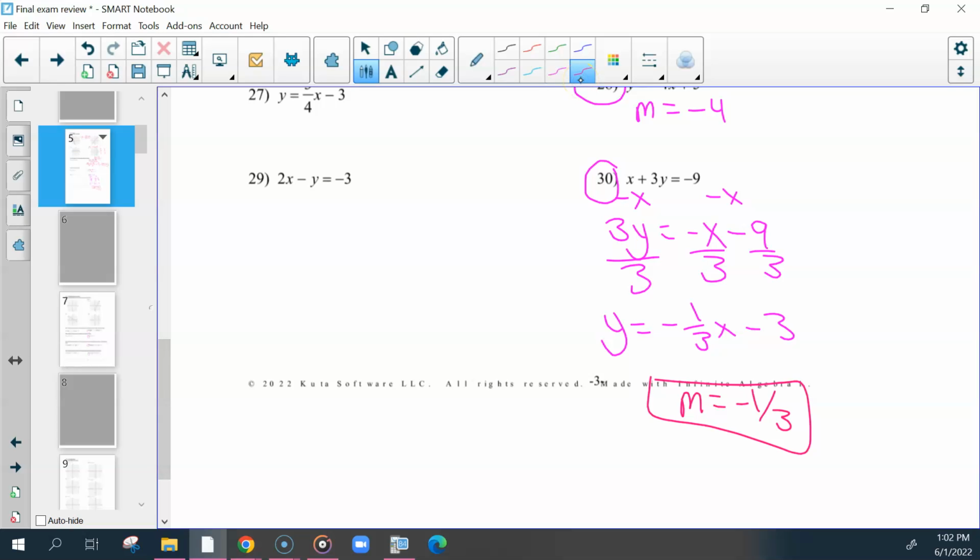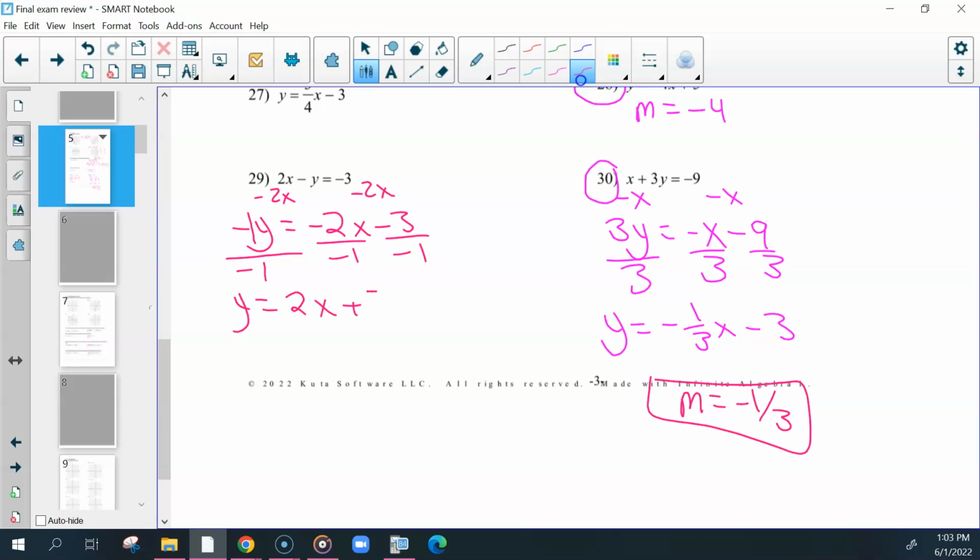For 29, this is going to be similar to 30. We're going to move 2x by subtracting. We have negative y equals negative 2x minus 3. And then to get y by itself, we're going to divide. Remember that this is really negative 1y, so we're going to divide everything by negative 1. To get y equals positive 2x plus 3. And then your m, your slope, would be the number in front of x, so 2.